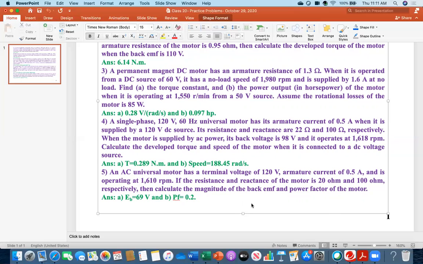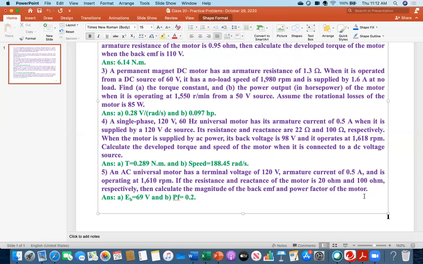And then for the last part, the power factor. Once you calculate the impedance, 20 plus j100, you use the magnitude to calculate EB, that's fine. But if you keep its phase angle and take the cosine of that angle, that is your power factor. So this is one way of doing that.